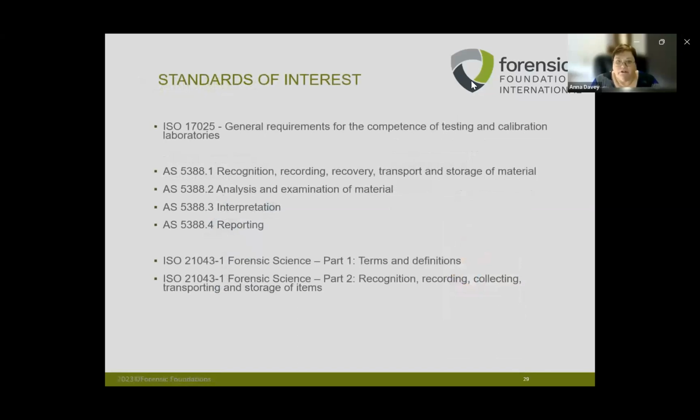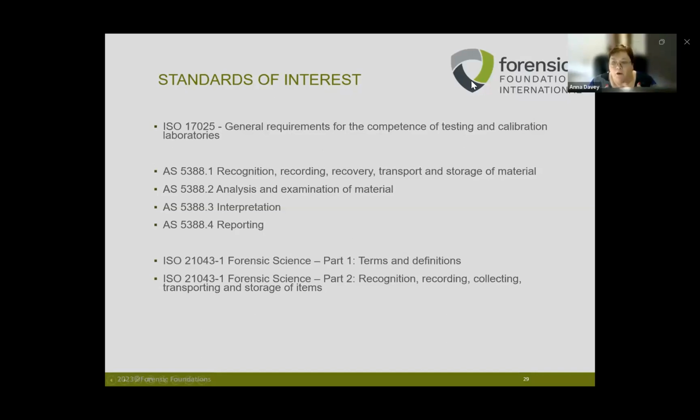So when we're talking about standards of interest, there's a number. You'd probably all be familiar with ISO 17025. That's the general requirements for the competence of testing and calibration laboratories. Now, that's a very general standard. It's the one that is most widely used in the forensic science community across the world. But it is a general requirement for all types of testing and calibration laboratories, whether they be food testing, testing concrete, or calibration of fuel pumps or weighing machines, whatever. This is the standard which is applied.